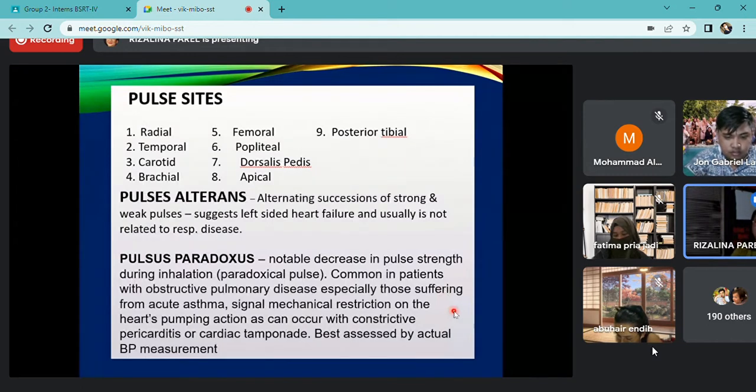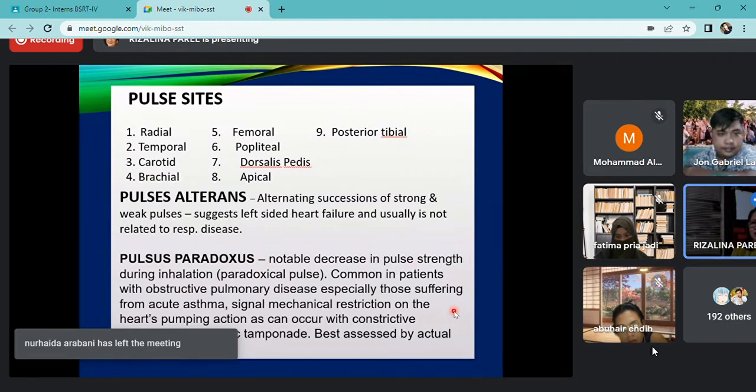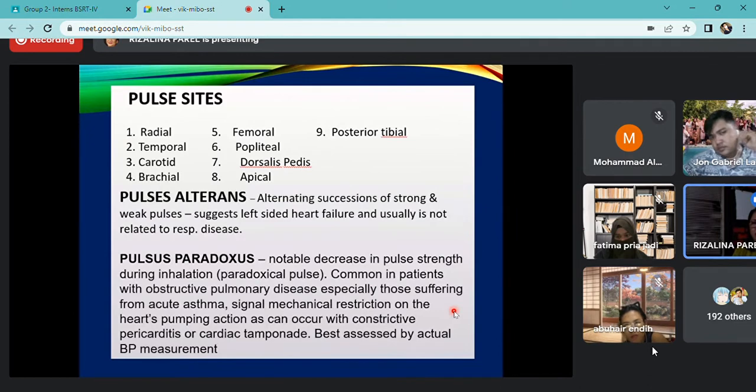Okay, so we know that the different pulse sites for pulse rate monitoring are the following. Siyam yan, the radial, temporal, carotid, brachial, femoral, popliteal, apical, and the posterior tibial. So lahat yan, pinapalpate natin except for the apical pulse. For the apical pulse, para ka na rin nagmo-monitor ng heart rate. Okay? So saan mo yan chine-check yung apical pulse na yan? So you are checking it using your stethoscope.